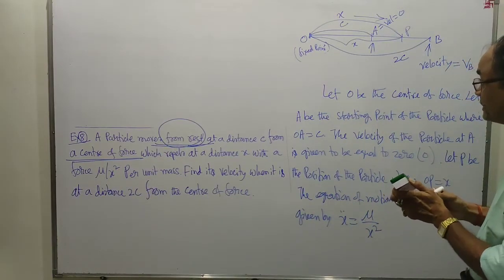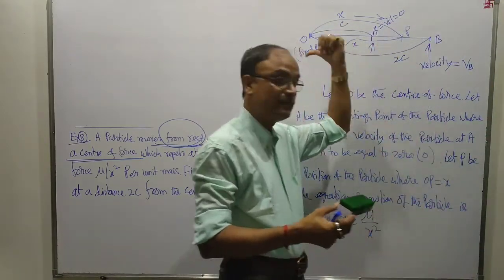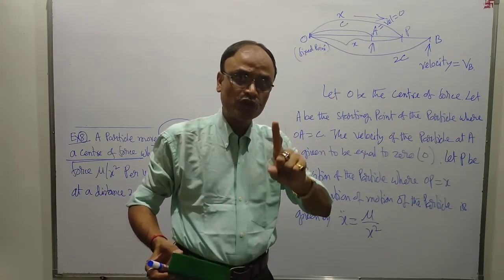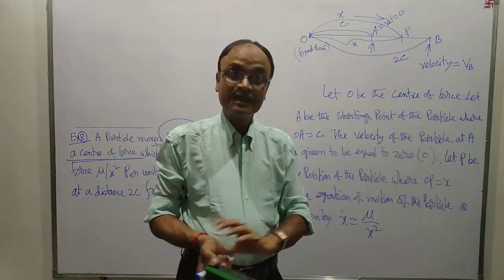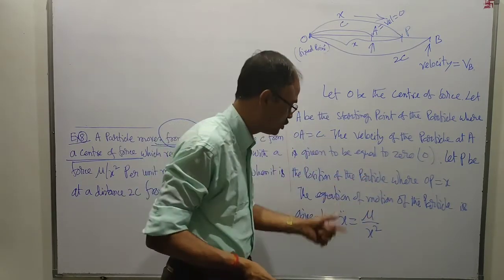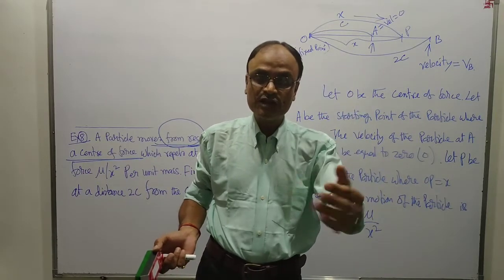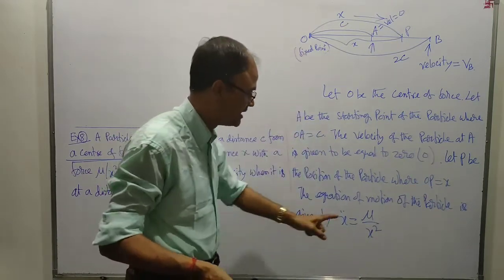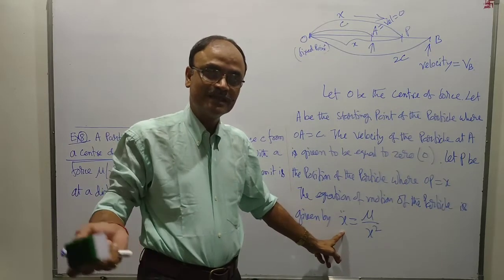If the particle is moving in this direction, that is, if the particle is attracted towards the point O, then the equation of motion would have been x double dot equal to minus mu by x square. Here the particle is moving in the direction of x increasing. Also, x double dot is the mathematical expression for acceleration in the direction of x increasing. Therefore, the equation of motion is x double dot equal to mu divided by x square.